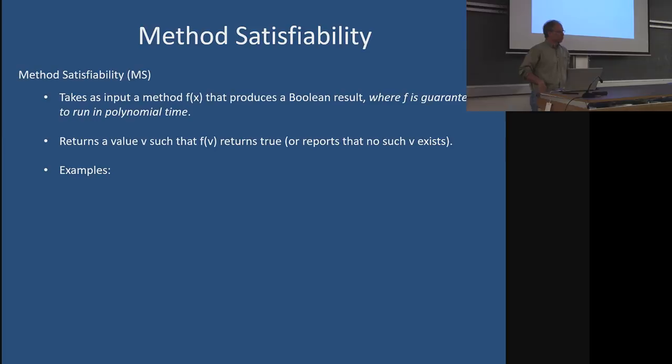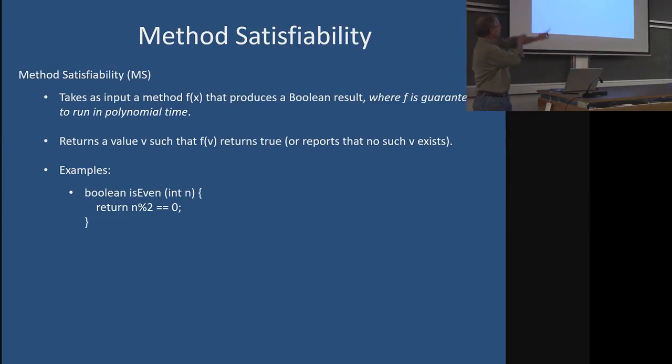So let's look at some examples of how you could use this. If you could implement MS, it'd be really cool. Suppose you have this method here, is even. It just reports whether or not an integer is even. What if you fed is even to MS? What might MS return? It might return 2, because if you feed 2 to is even it returns true. MS is going to return a value that you can pass to is even to force it to return true.